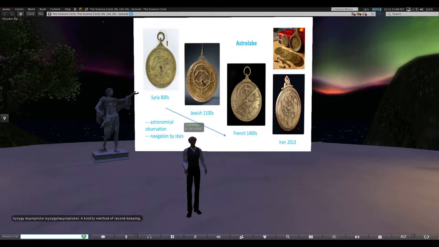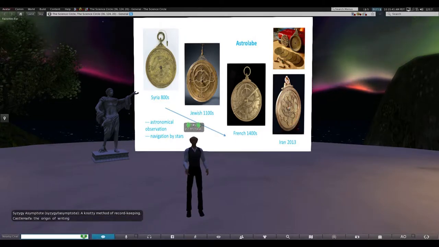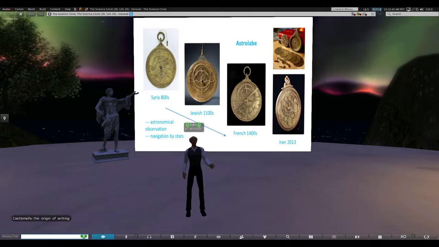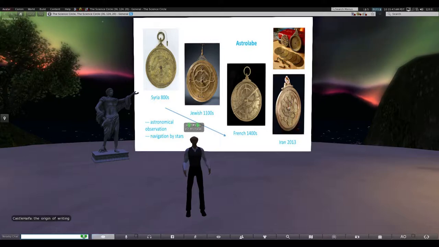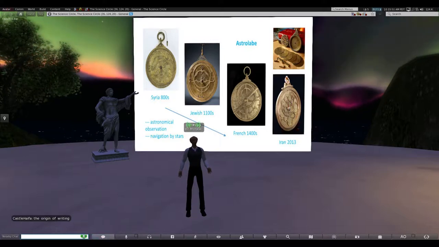Okay. This device, anyone familiar with this one? Well, now that's an interesting point, Castle, the origin of writing. I was thinking about that myself. And since I have a moment here, I think I'm a little ahead because I didn't put the text earlier.